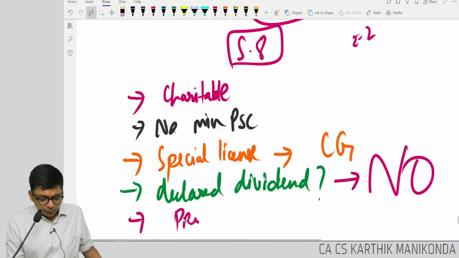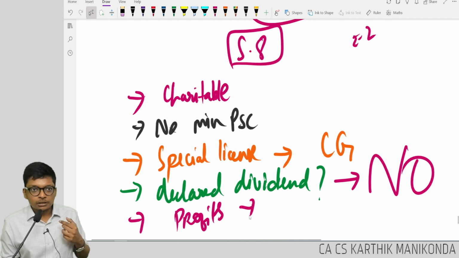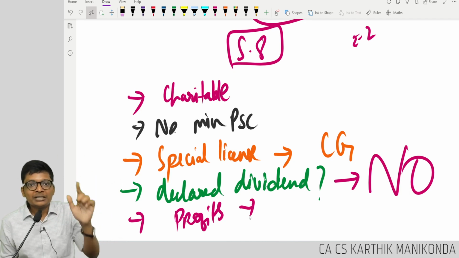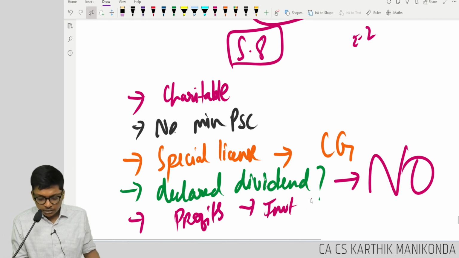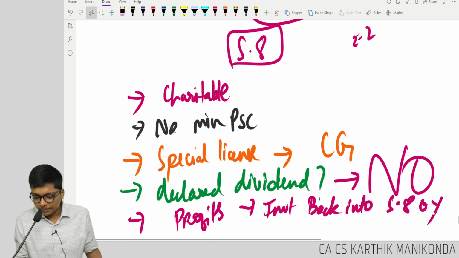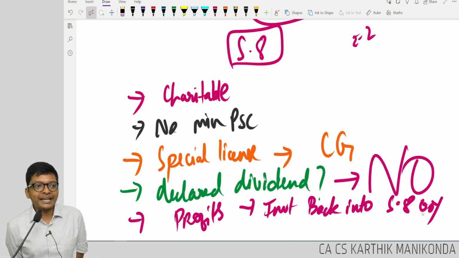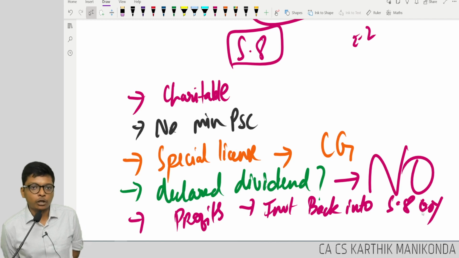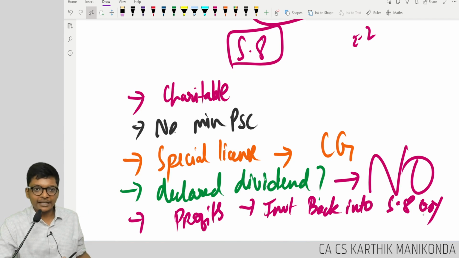So, if you make profits, can I give dividend, guys? No. What should I do with the profits? Invest back into charitable work. Invest the money back into the business, back into the Section 8 company. Do more charitable work. So a Section 8 company cannot withdraw money for their own use, members cannot withdraw, because the intention is non-profit. Are you following, guys?